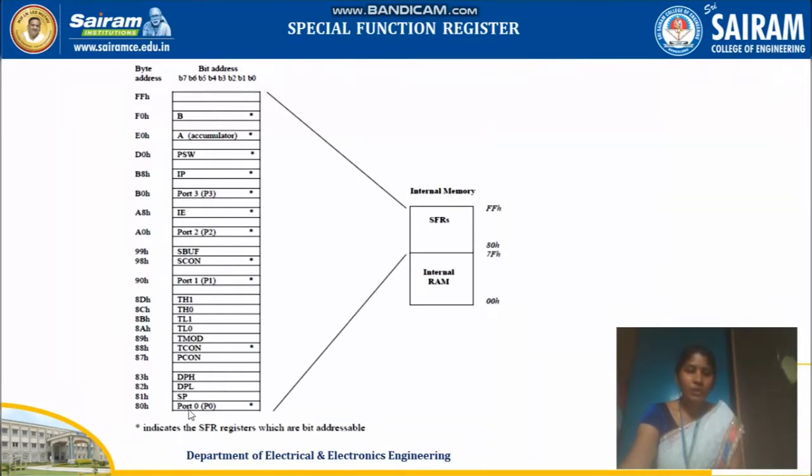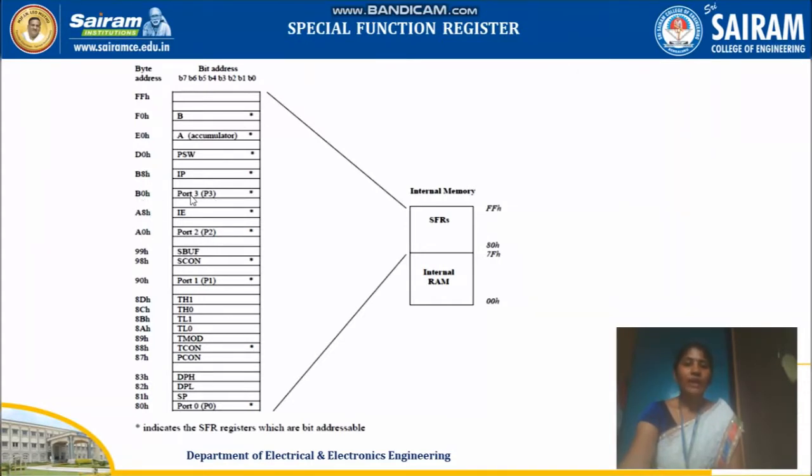Here it is, port 0. That SFR is there, right? SFR is nothing but special function register. Each address corresponds to a register. Suppose 80H corresponds to port 0. Port 1 corresponds to 90H. Port 2 corresponds to A0. Port 3 corresponds to B0.